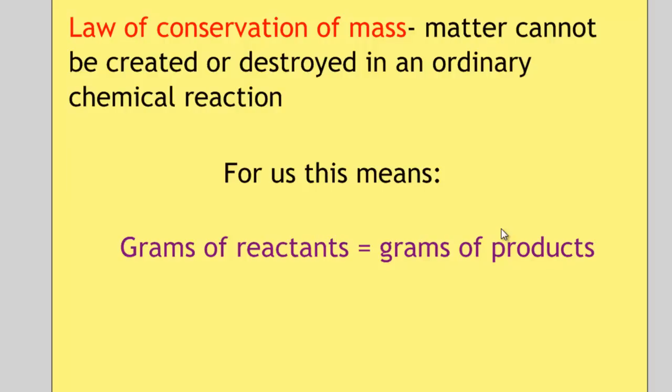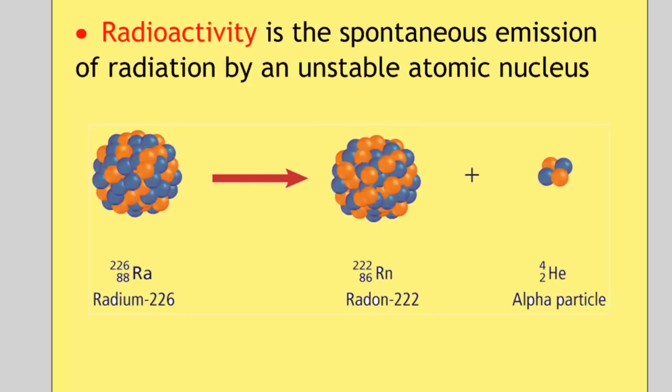More to the point, it means that if I have a mass number on the reactant side, I have to get the same total mass number on the product side. Basically, reactants equals products is what I'm looking for here. Keep that in mind when we start to do the reactions in a minute.